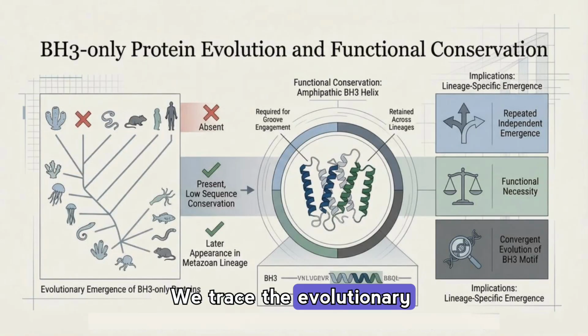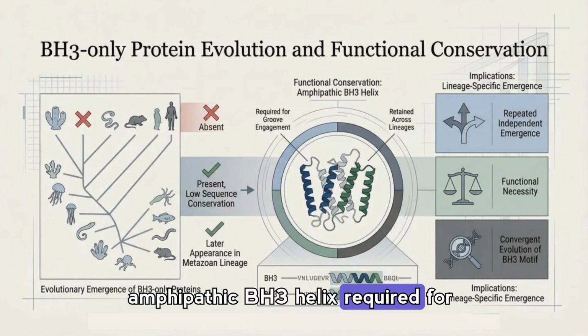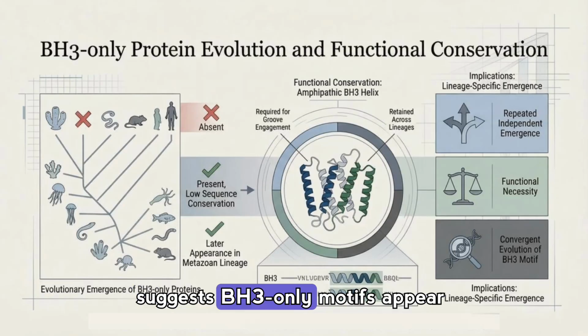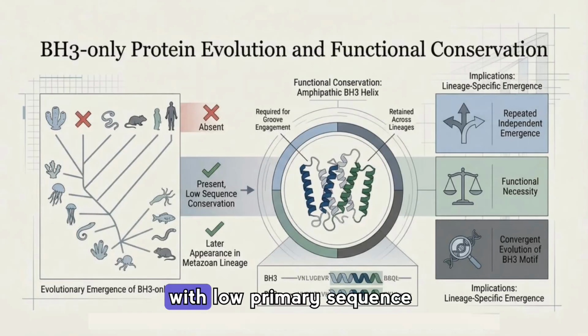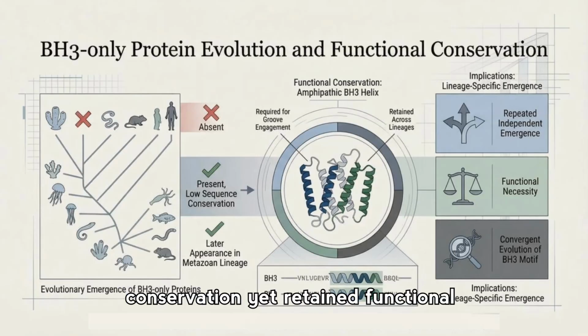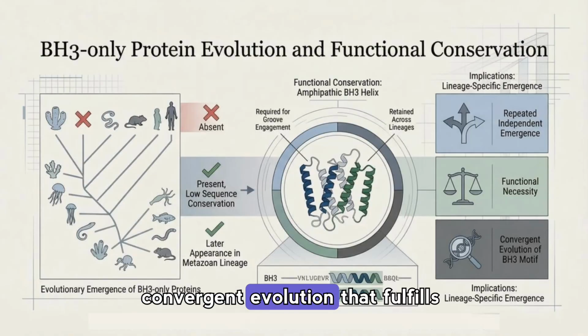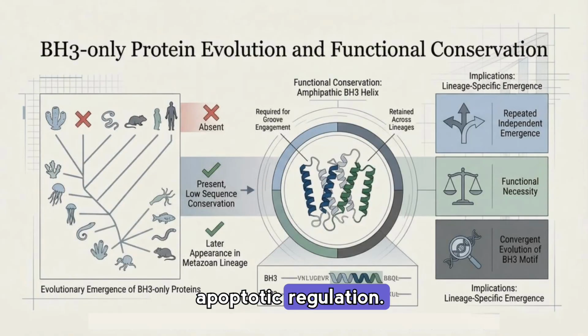We trace the evolutionary appearance and conservation of BH3-only proteins, highlighting an amphipathic BH3 helix required for groove engagement. The slide suggests BH3-only motifs appear later in certain metazoan lineages with low primary sequence conservation yet retained functional necessity, implying repeated independent emergence and convergent evolution that fulfills lineage-specific demands for apoptotic regulation.